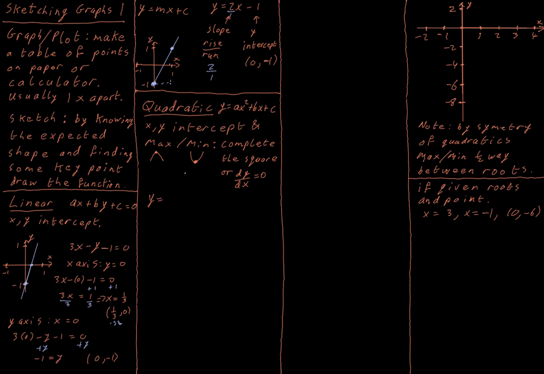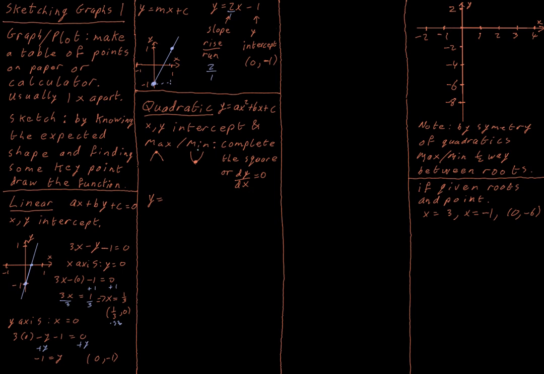Now for quadratics, things in the form y is equal to ax squared plus bx plus c, what we're going to do is find the x and y intercepts, and we need to find the maximum or minimum of our quadratic. So we know a quadratic is either a smiley face or a frowny face. If it's a frowny face, it's going to have a maximum, a high point that it goes to. And if it's a minimum, it's going to have a low point that it goes to.